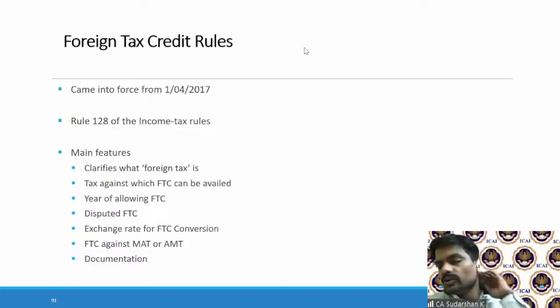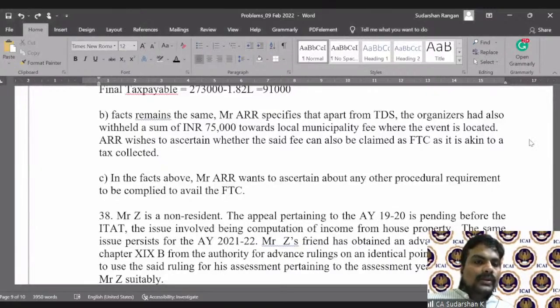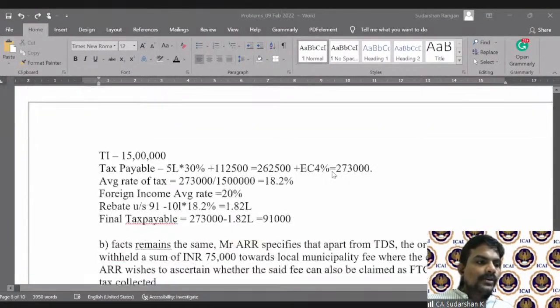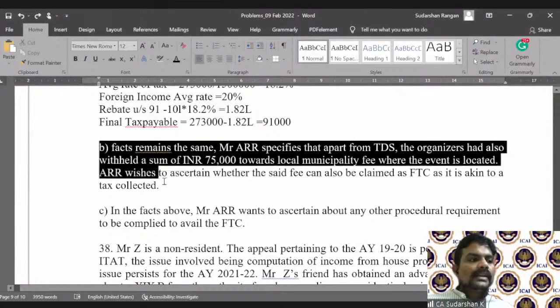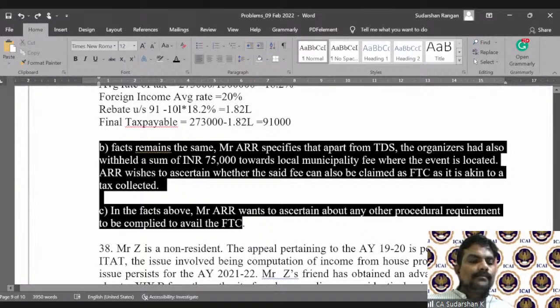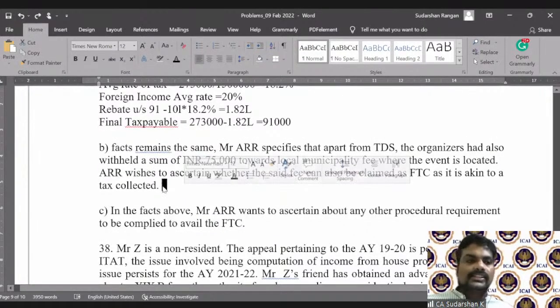All you need to know is, please understand that if it's a treaty or domestic law, whichever is beneficial will be applicable for you. Now, one last aspect on the unilateral tax relief that you need to know is, if you go back to the ARR question which we started with, where we find out relief, I want you to focus on point B and C. So this is the additional variation.